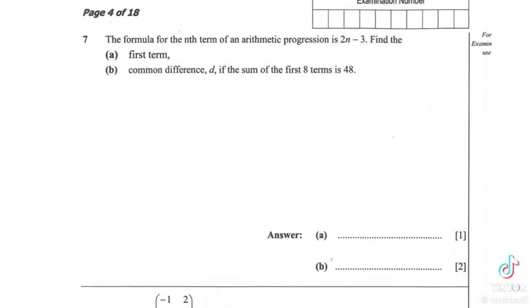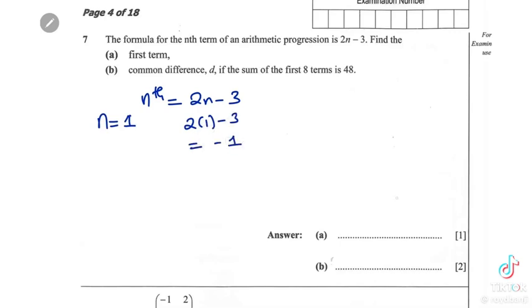Then question 7, the formula for the nth term of the arithmetic progression is 2n minus 3. Find the first term. So to find the first term, it means n is equals to 1. So 2 times 1 minus 3. And this gives us negative 1. So don't forget to put your answer there. So the first term is negative 1.